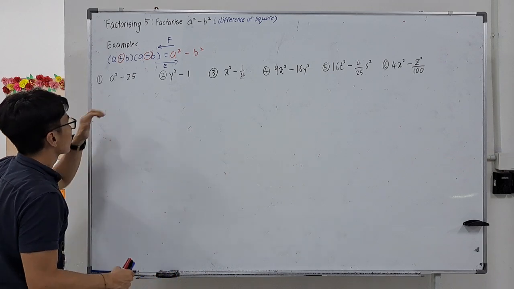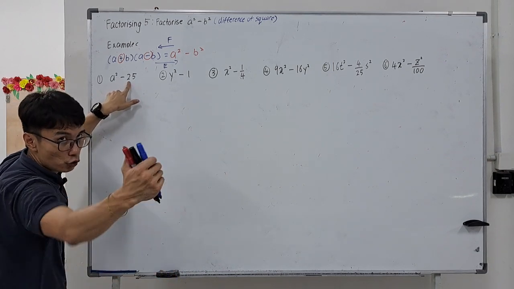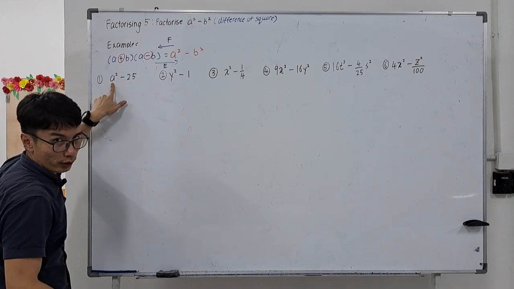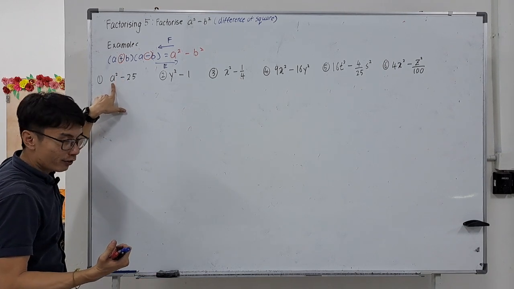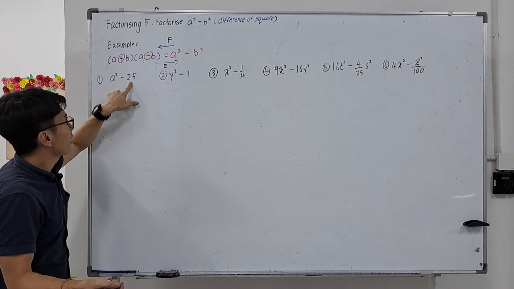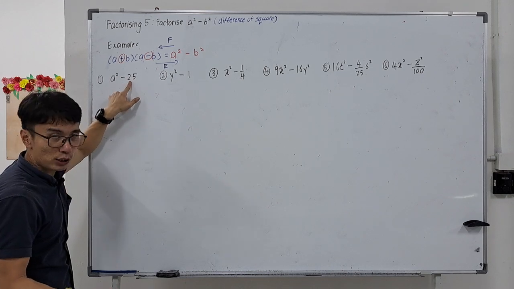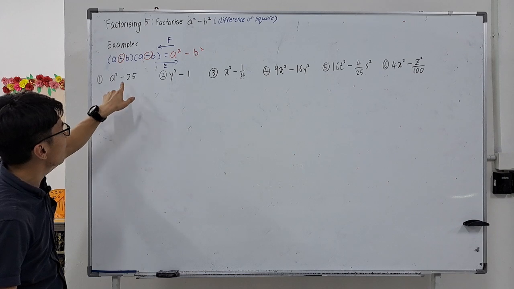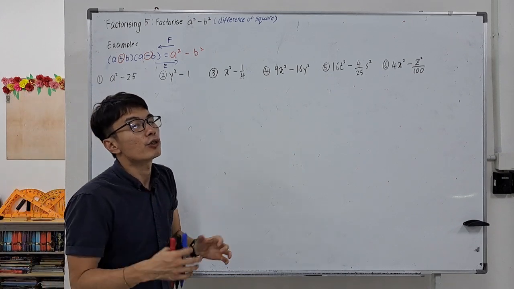So let's look at it. I have 2 terms over here, right? Check. Negative, check. Can I square root a squared, right? Can. Square root a squared just basically gives me a, correct or not? Can I square root 25? Ignore this negative. Can I square root 25? Yes, I can do that, right? So I already identified that this guy over here is a difference of square.